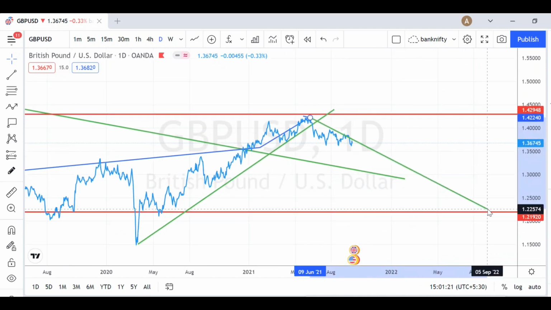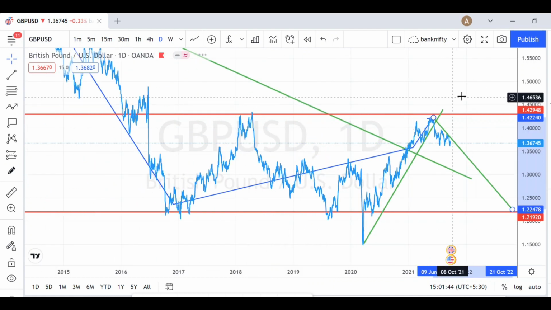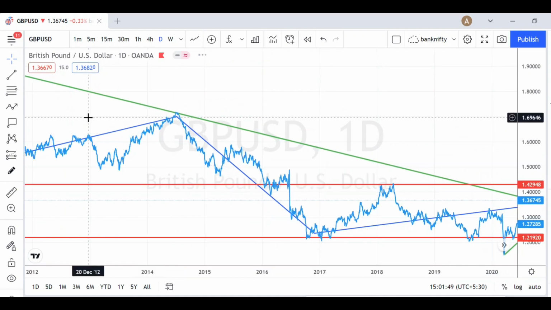If this trend continues, we're expecting the downtrend to continue up to here, and then again this support is going to act as a resistance and support. So we may see another bounce back or breakthrough of this support. It is within the support and resistance, and overall when we see it, it is on a downtrend. British pound and US dollar overall trend is actually downtrend.